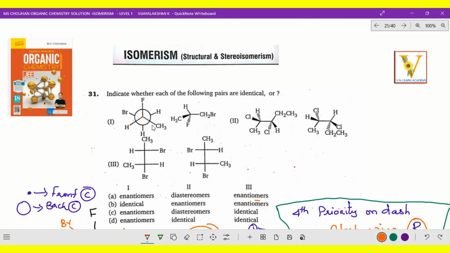Now the first pair, one is Newman's projection, the other one is Fischer projection. Now we have to check what options they have given. In the options, generally they have given enantiomers, diastereomers, identical. We have to analyze these pairs and decide whether they are diastereomers, enantiomers, or identical.